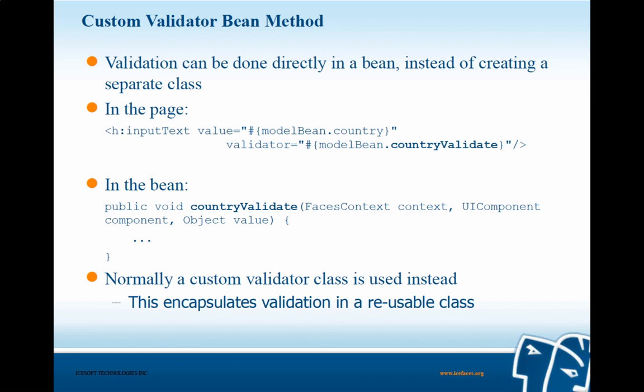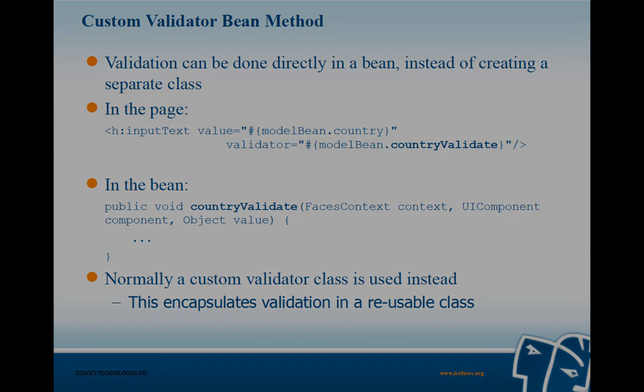Now, validation can be done directly in a bean instead of creating a separate class. So for example, here we have an h:inputText and a validator attribute that corresponds to a method called countryValidate. In our bean, we would then implement the countryValidate method. Normally, a custom validator class is used instead of this because it encapsulates validation in a reusable class. And that concludes our lecture on JSF Validators.